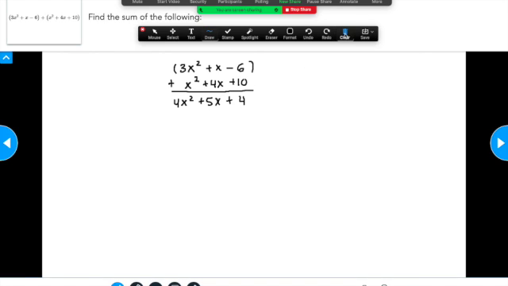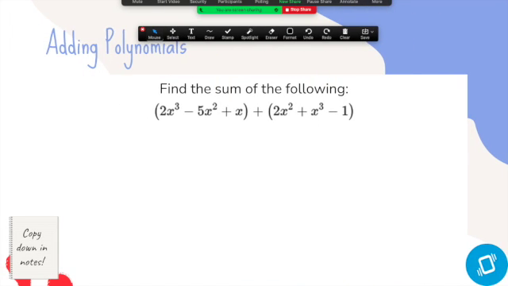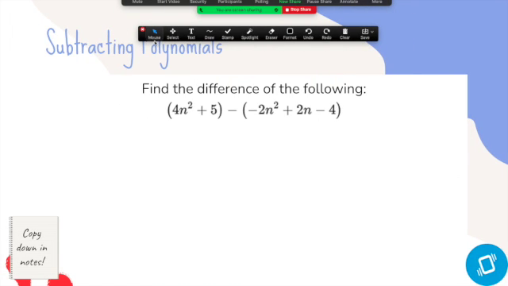So let's clear it. And then let's look at subtracting polynomials. So when we're finding the difference of the following, where instead of adding the polynomials, we're subtracting them, the important thing to do is understand that right here, this negative has an imaginary 1. And so here, we could distribute that negative 1 to each term on the right side.